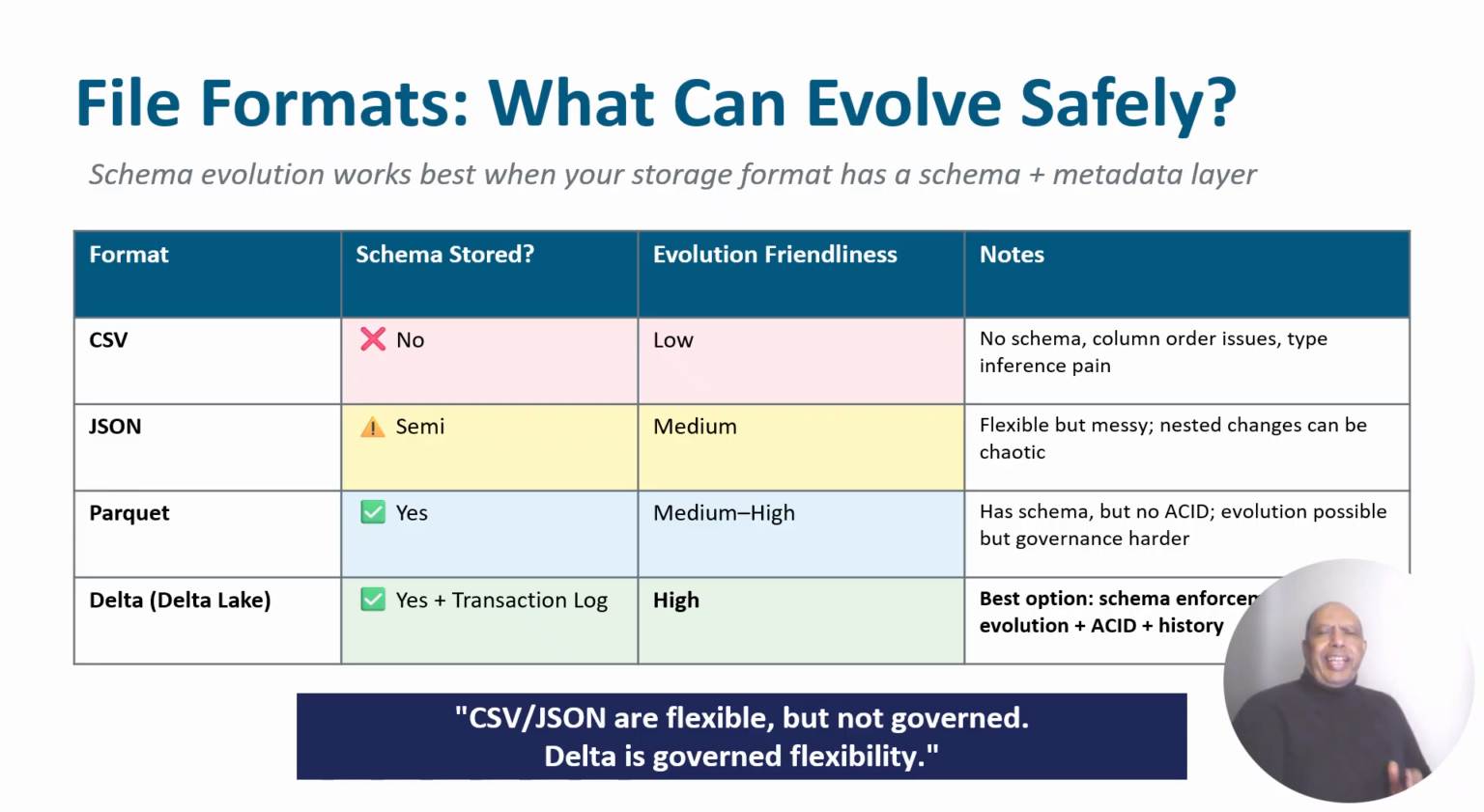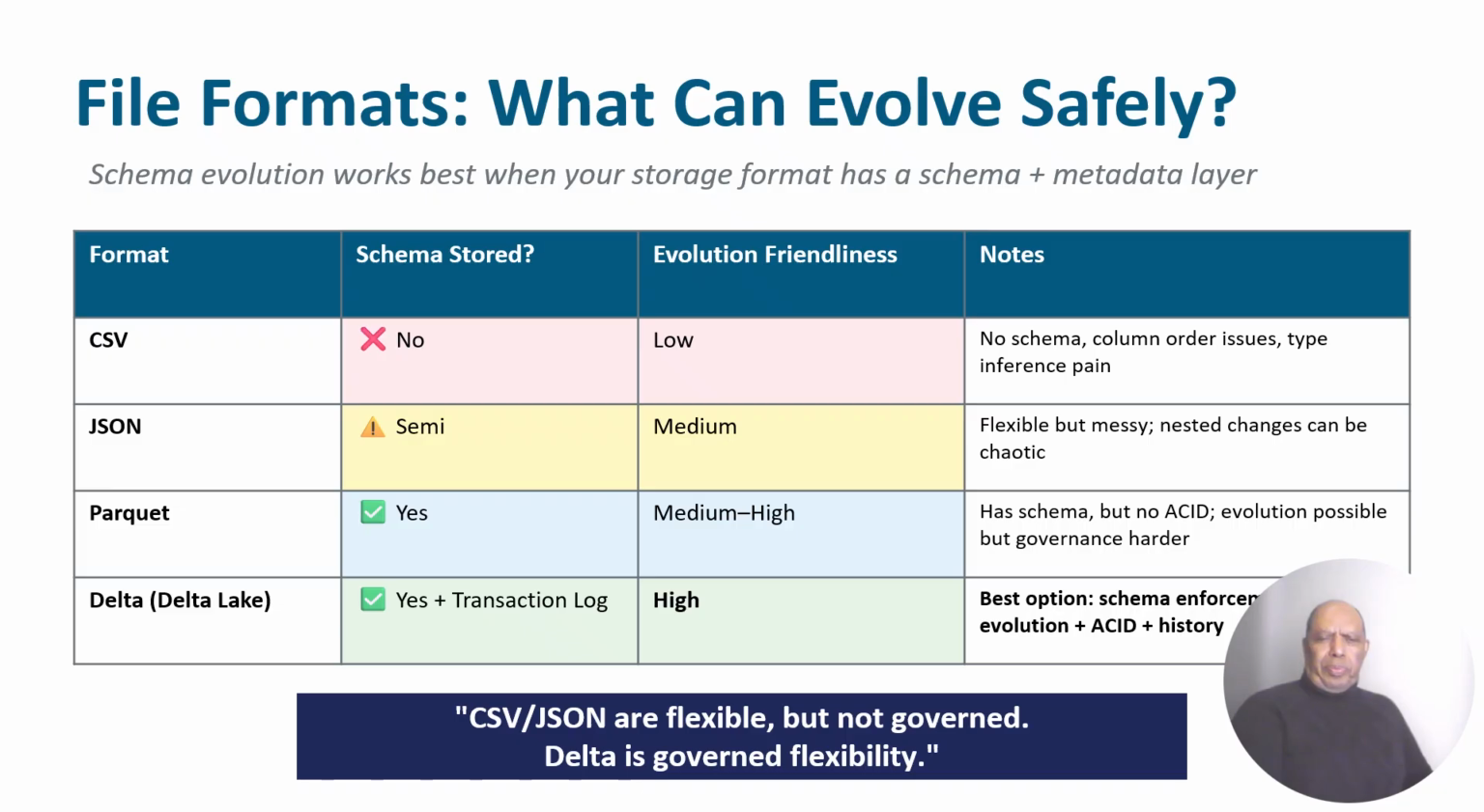Now you have Delta Lake, the gold, high evolution friendly. Delta is the winner here. It stores schema in the transaction log, so every schema change is versioned and tracked. You get ACID properties, so you can enforce the schema on write. You can evolve schema safely with built-in commands, and you have full history. You can always see what the schema was at any point in time.